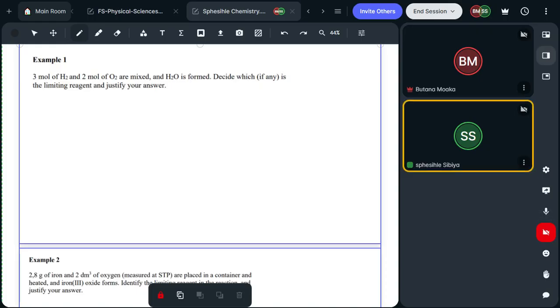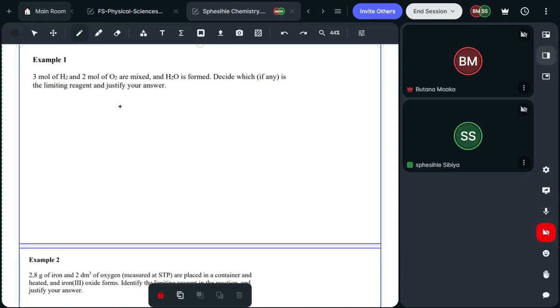And then a reagent which is in excess has some moles that will be left over when the reaction has finished. There are steps that you need to follow when you determine which is the limiting reagent. Number one, very important, always write a balanced equation. When I say always write a balanced equation, this tells you that from the given statement you see in example 1, we need to write a balanced equation.